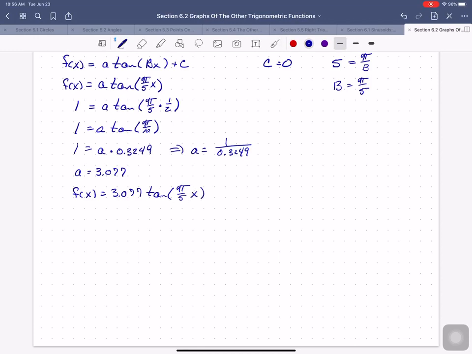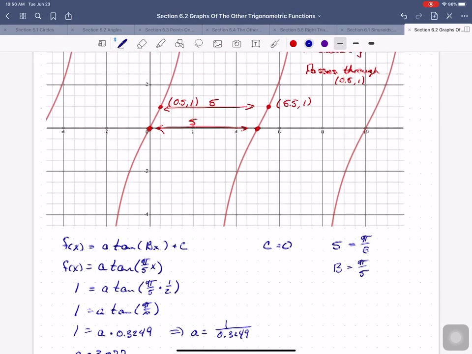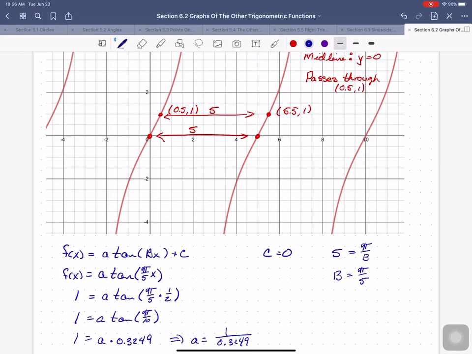All right, so that's the basic method for writing the equations of tangent functions that are shown. Find your period, pick a known point, use that to find your external multiplier.